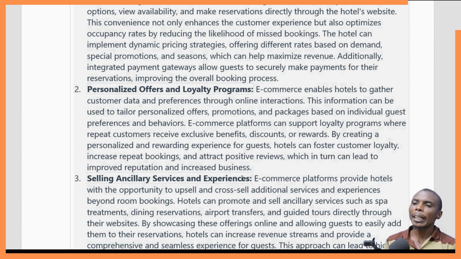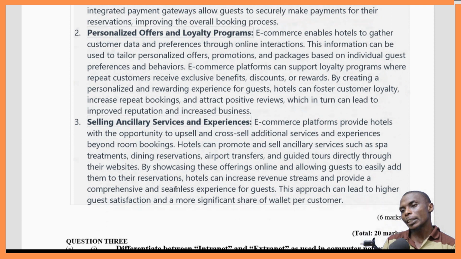Thirdly, we have selling ancillary services and experiences. So e-commerce platforms provide these hotels with the opportunity to upsell and cross-sell additional services beyond room booking. They can promote and sell services such as dining services, airport transfer, and even guided tours directly through the website. So this is very important for businesses that would want to offer additional services.